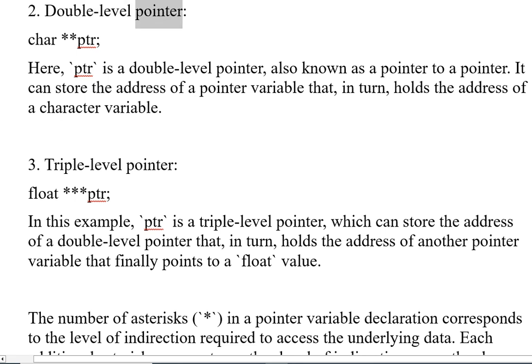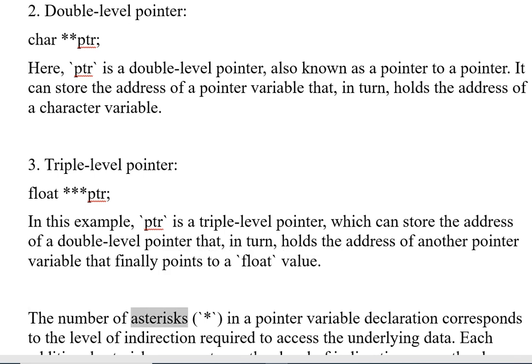2. Double level pointer. char **ptr. Here, ptr is a double level pointer, also known as a pointer to a pointer. It can store the address of a pointer variable that, in turn, holds the address of a character variable. 3. Triple level pointer. float ***ptr. In this example, ptr is a triple level pointer, which can store the address of a double level pointer that, in turn, holds the address of another pointer variable that finally points to a float value.